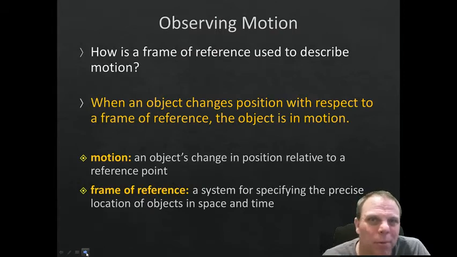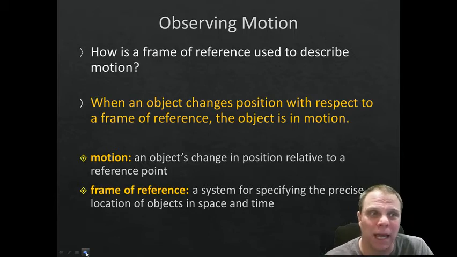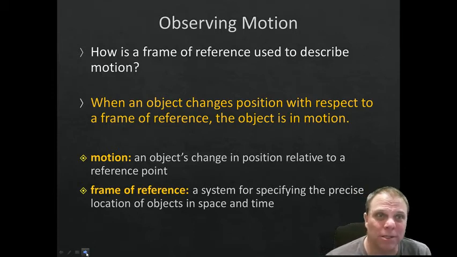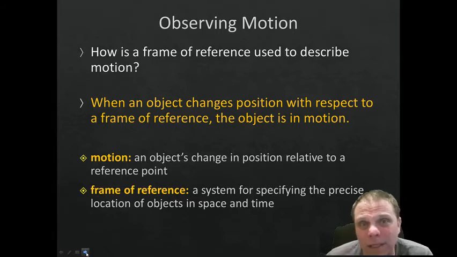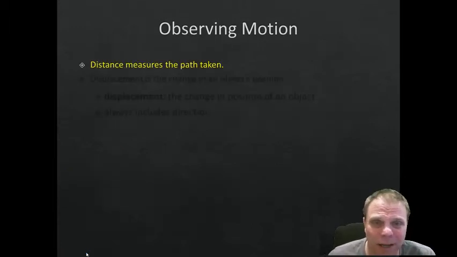So, what do we mean when we're talking about observing motion? Well, when we talk about observing motion, we have to understand frame of reference. Every time we see something moving, it's really just something that is changing position with reference to some other object, right? And so we want to talk about that other object, the frame of reference. Motion is an object's change in position relative to a reference point, and frame of reference is a system for specifying the precise locations of objects in space and time. Now, that sounds kind of complicated, but it's really not. When you see some of our examples here, you're going to be like, oh yeah, that makes sense.